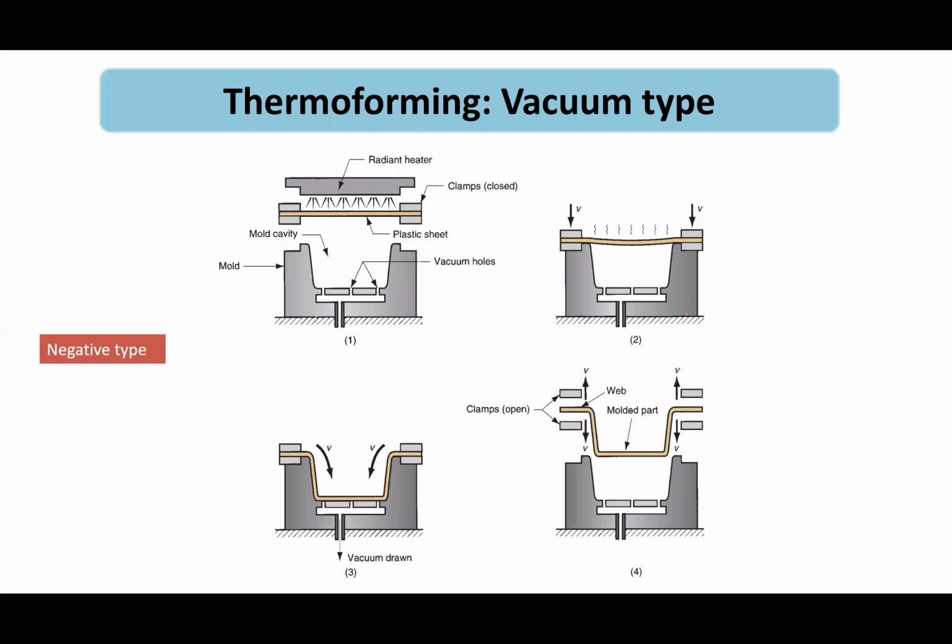So the next one is thermoforming. Using temperature, you give the material a certain shape. First one is the vacuum type, and vacuum type has different types. For example, the first one is the negative type. That means if you make the cavity concave, is it convex or concave?